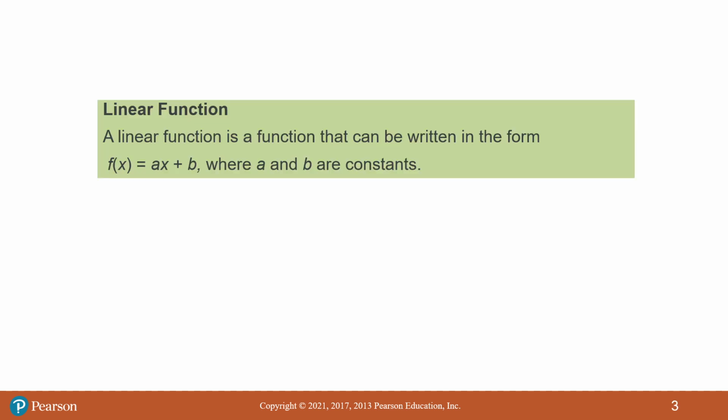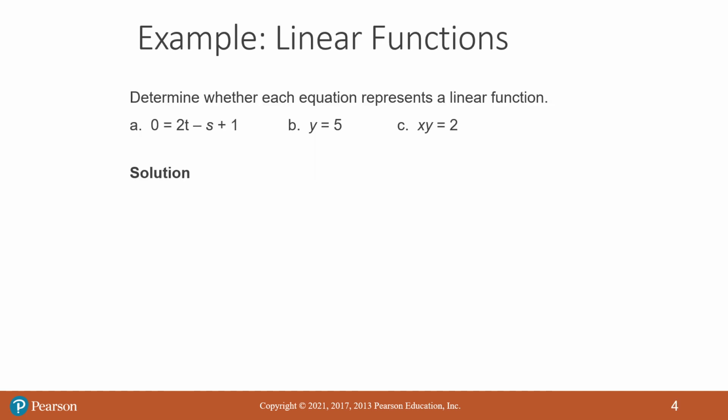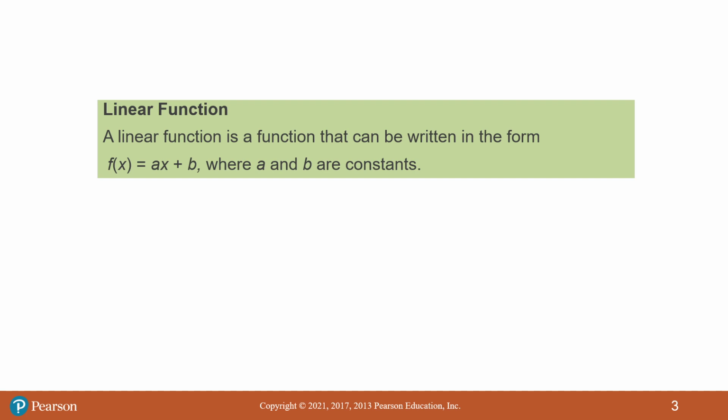A linear function is a function that can be written in the form f of x equals ax plus b, where a and b are constants. Now, we want to determine whether each equation represents a linear function. Now, a says 0 equals 2t minus s plus 1. Keep in mind that we want to put it in the form f of x equals ax plus b.